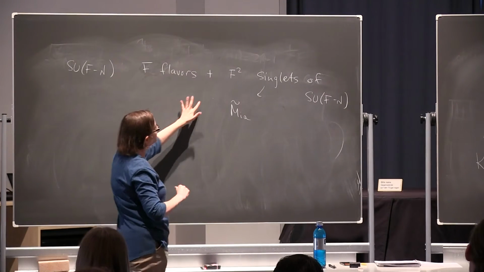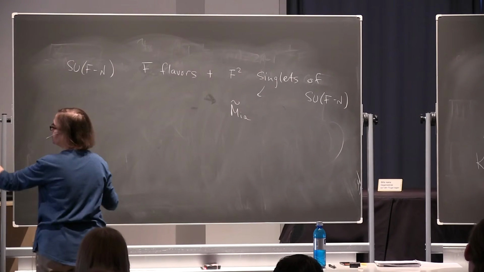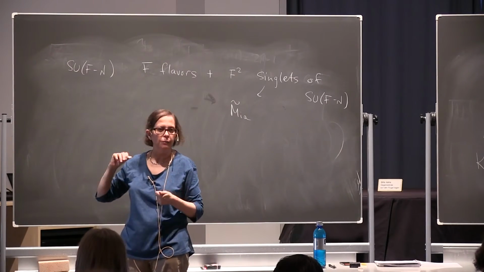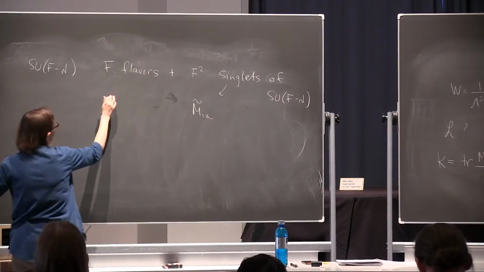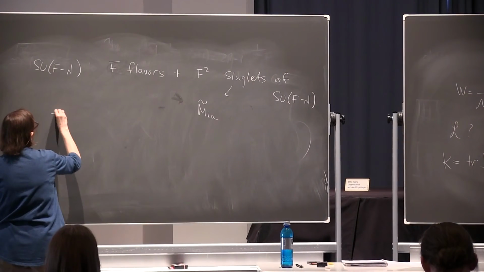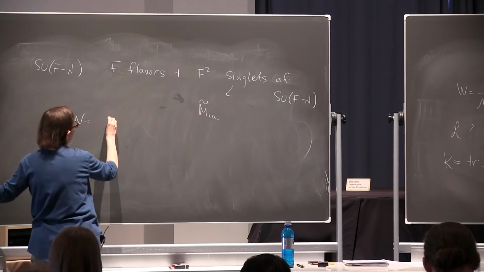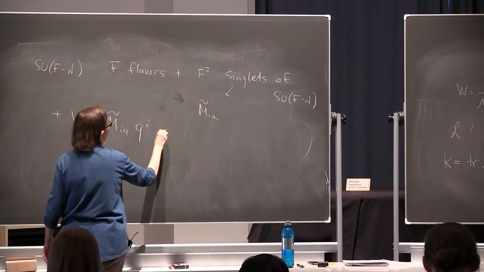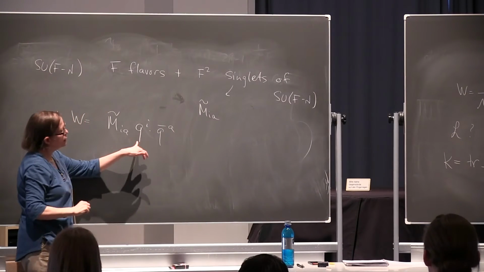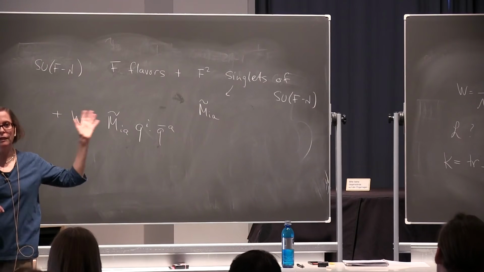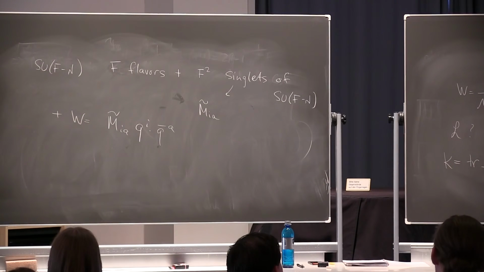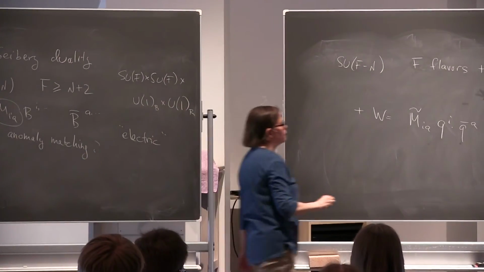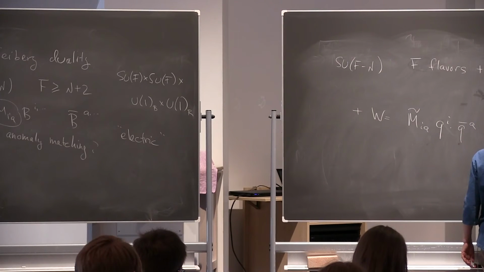Now, there's one more piece to the story. If I took these two theories and let them flow to the infrared, they wouldn't do the same thing. But there's another thing that we have to add over here, which is a superpotential. And the superpotential is of the form M tilde IA QI dot Q bar A, where these Q and Q bar are the quarks of the new theory. So this theory is usually referred to as the electric theory, and this is usually referred to as the magnetic theory.